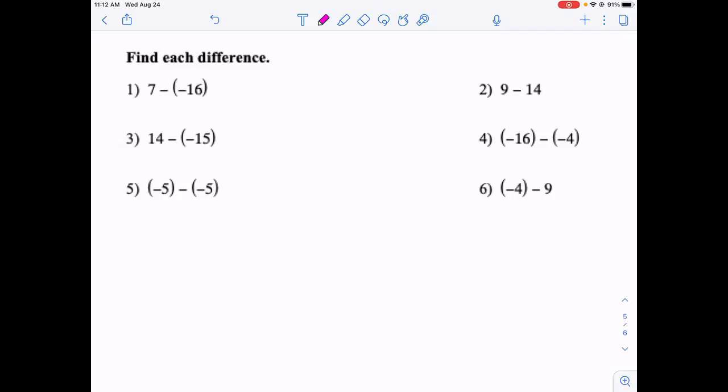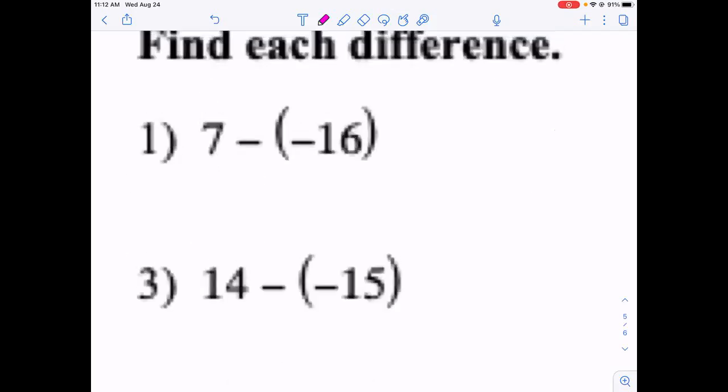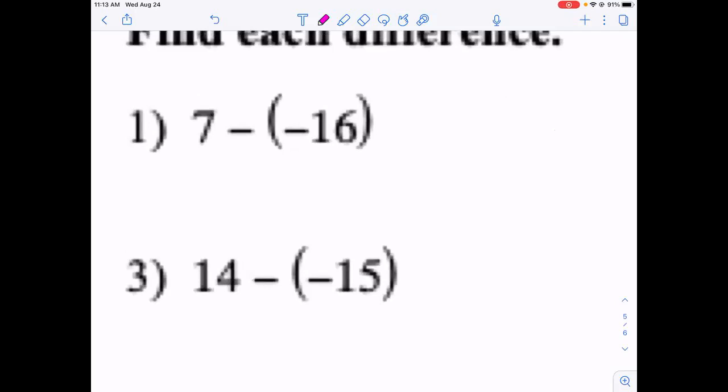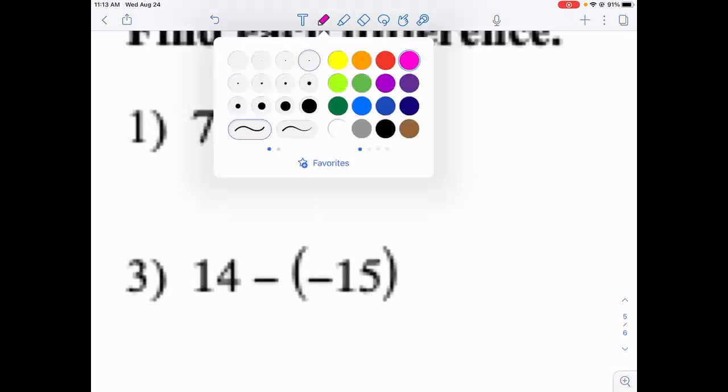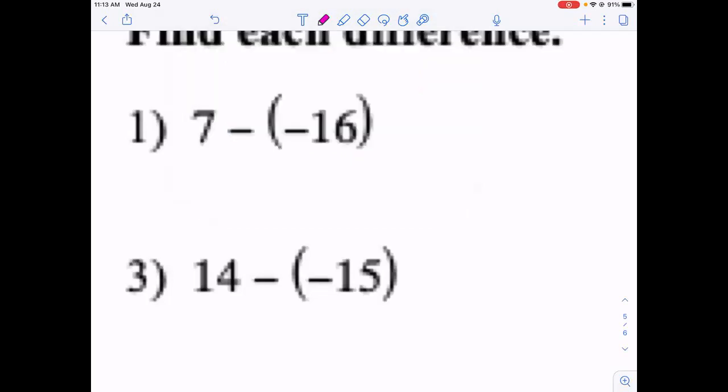Okay, so if you did not get them done, that's okay. Write down the work as we go through them here together. I'm going to zoom in on number 1. Brady, I want you to write the keep, change with your answer. Can you do it?